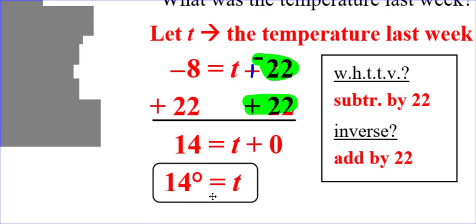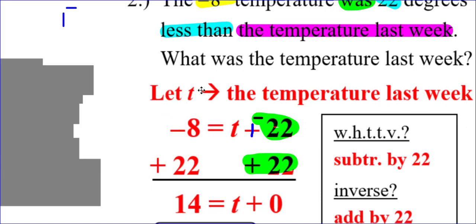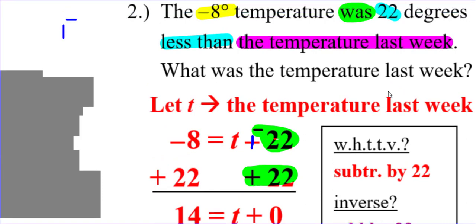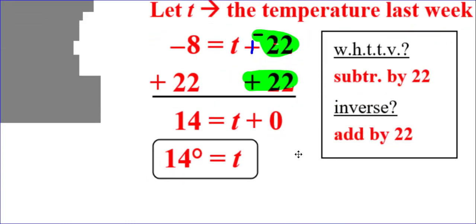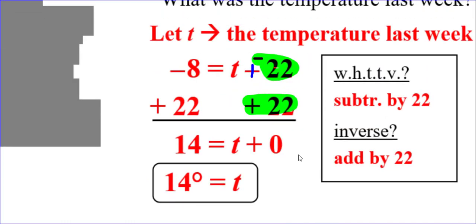Bring down the 14. And how did I know to put this degree symbol? Well, because T is the temperature last week. And we saw above, they never told us if it was degrees Fahrenheit or degrees Celsius. It just said negative 8 degrees at the very beginning of the first sentence. So that's why we're just going to say 14 degrees. We don't really know if it's Fahrenheit or Celsius, and that's okay. This is the unit of measure that answers our question. The temperature last week was 14 degrees.